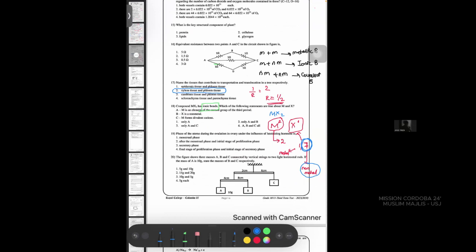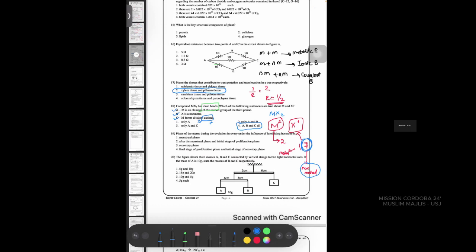Right, perfect. Okay, so now here, M is an element of the second group of the third period. Group 2 is correct. It can be of the third period or the second period. That is not a problem for us. So this is true. X is a non-metal, true. M forms divalent cations. Divalent means valency is 2. Cation means plus charge. So if someone is from group 2, will they form cations or anions? Cations. Good. So M will also form cations. So A, B, C, the answer is 4.